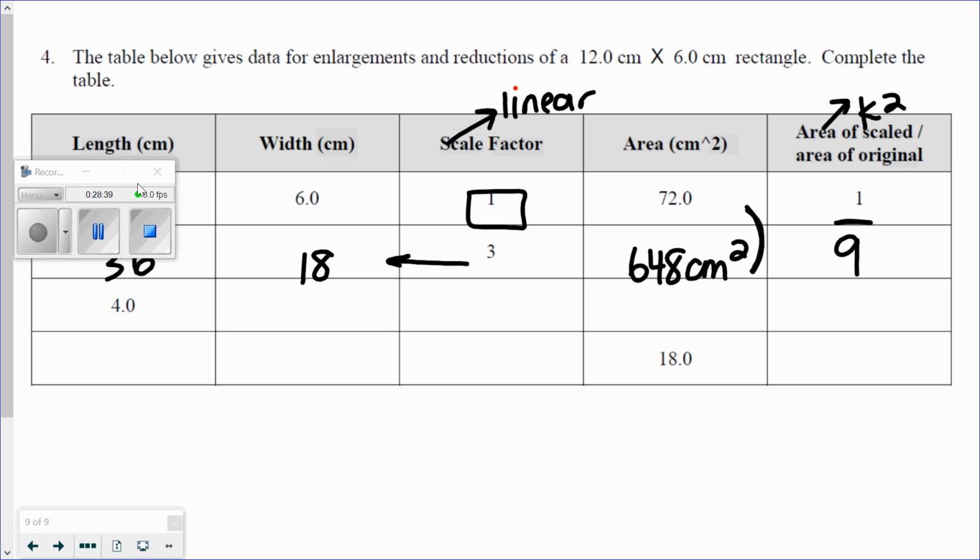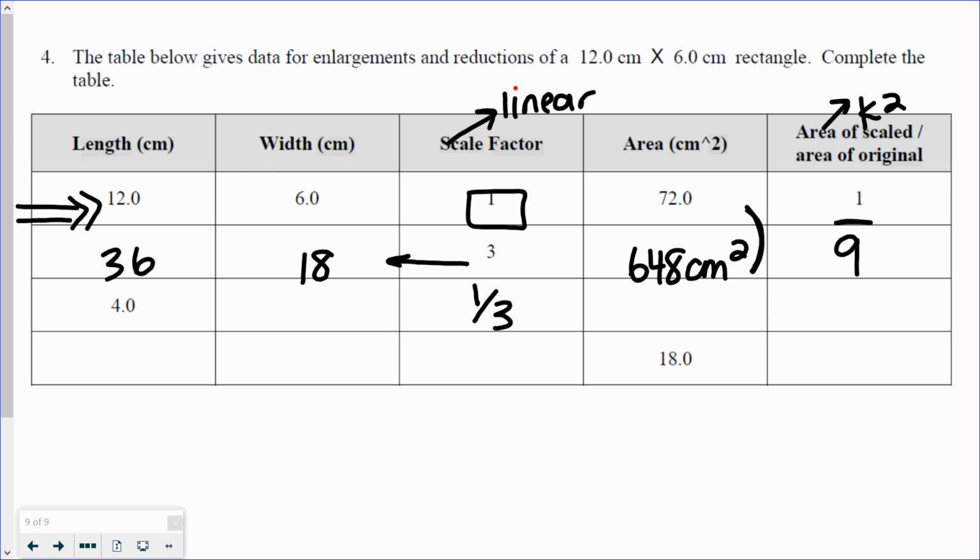Okay, so the next one. Again, we're comparing it just to this original up at the top. I see that the length is quite a bit shorter. We've gone from 12 down to 4. And so that's applying a scale factor of 1/3 or 0.33. So now I need to apply that same scale factor to the width.